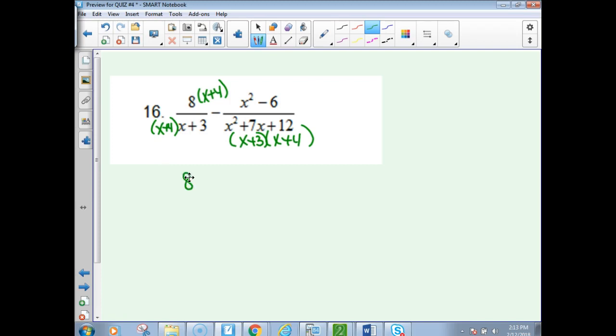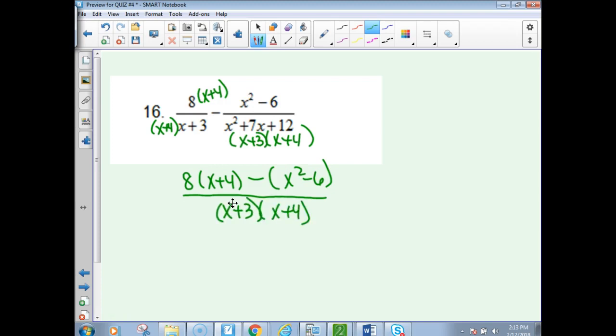Okay, so I'll have 8 times x plus 4 minus parentheses x squared minus 6. Now, I wrote that in parentheses because I'm subtracting it. Okay, and then next I will simplify. So I'm going to distribute, and here I'm going to distribute the minus sign. So I've got 8x plus 32 minus x squared plus 6. And don't lose your denominator, because if it's not written on your answer, it will be a big problem.